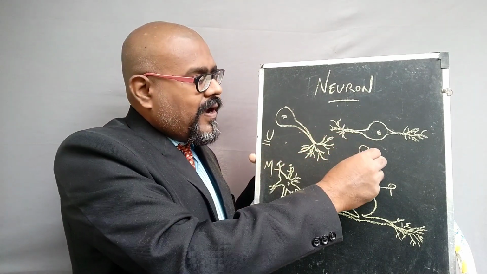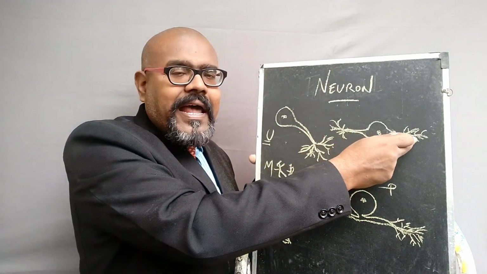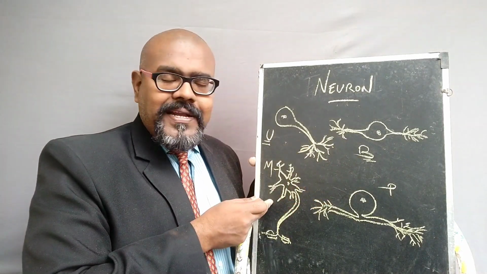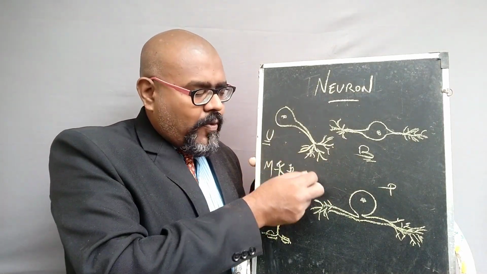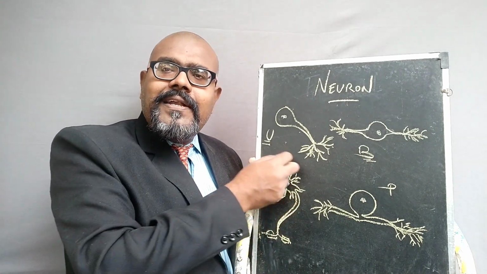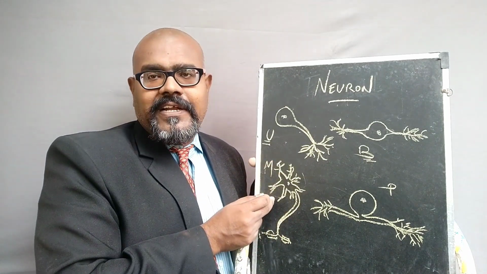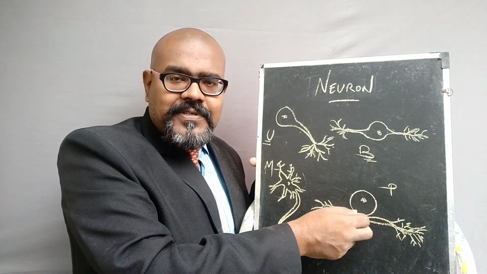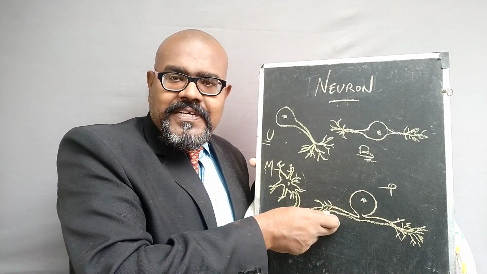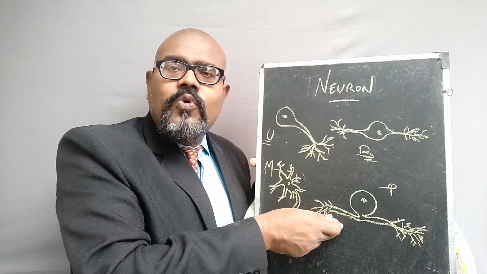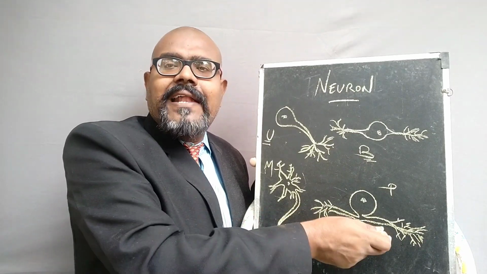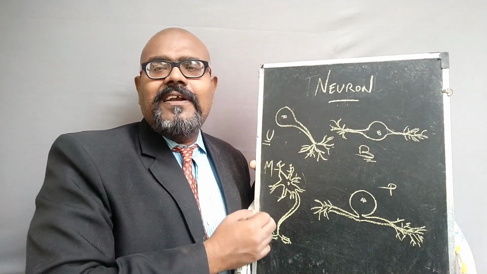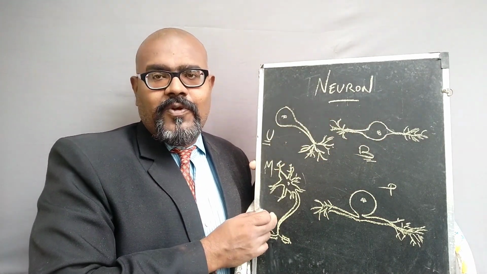Then come to the bipolar neuron. It has one axon and one dendron. The multipolar neuron has one axon and multiple dendrites present on a cyton. The pseudopolar neuron has a cyton and only one projection. That projection carries out 2 processes, the axon process and the dendrite process. So this is how we classify neurons according to structure.